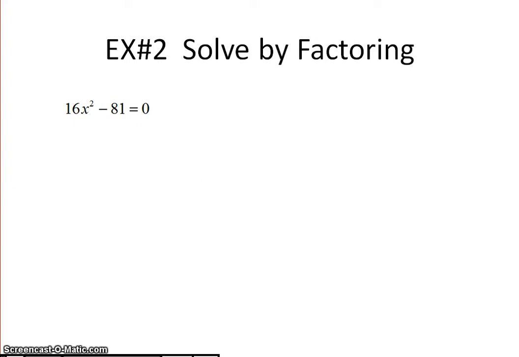Okay, number 2, you should notice this special factoring problem. This is the difference of squares, and they have a special factoring pattern. So if you see that this is a perfect square and this is a perfect square and it's a difference, you just take the square root of the first term, which is 4x, minus the square root of the second term, and do the same thing except with the plus.